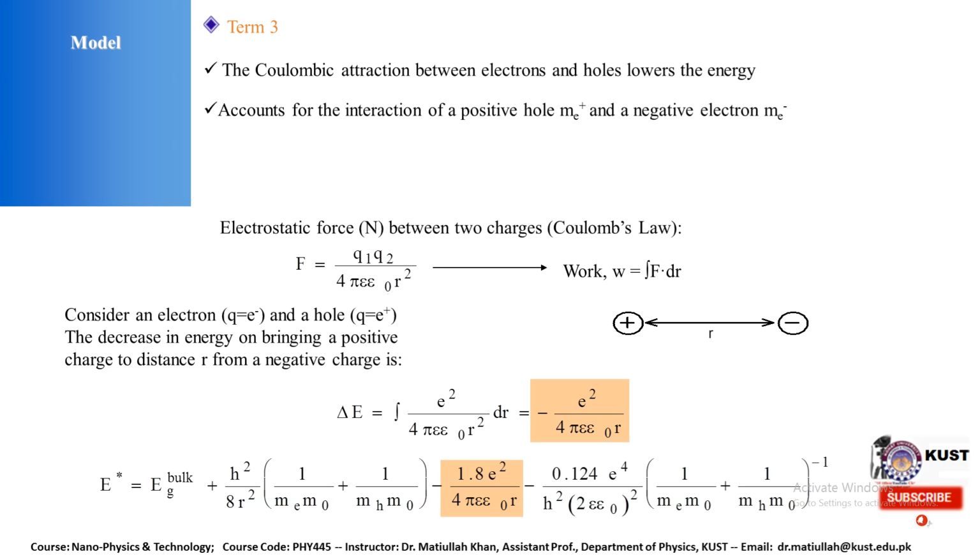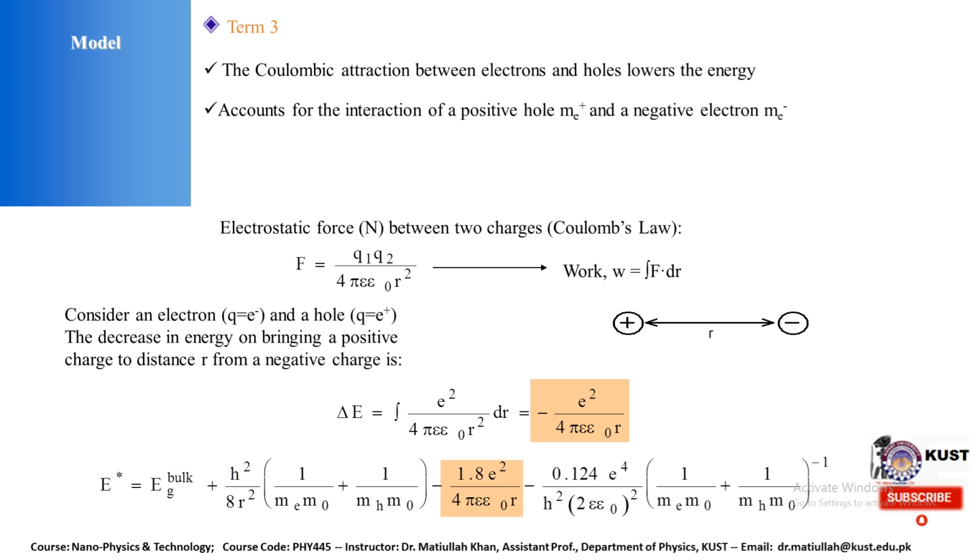The third term in that equation describes the Coulomb attraction between the electron and hole that lowers the energy. Electron and hole are connected with each other by Coulomb attraction, which accounts for the interaction of a positive hole, me positive, and a negative electron, me negative. The hole is the missing electron, and how they interact with each other is described by the third term in the equation.